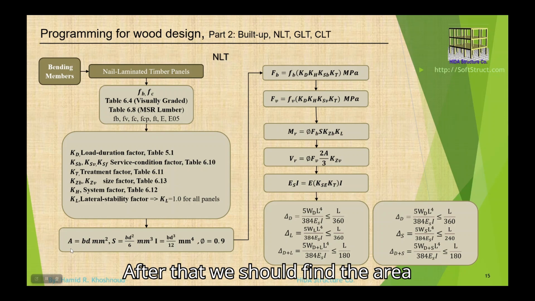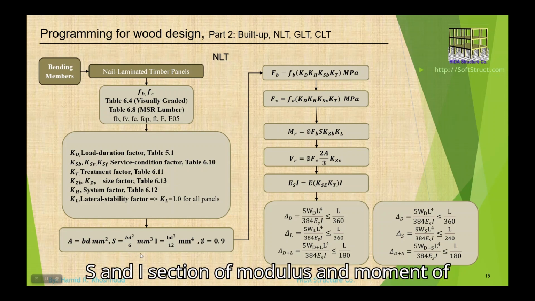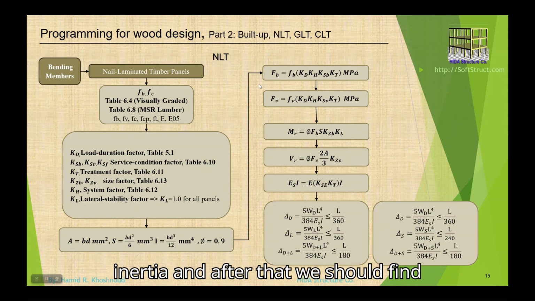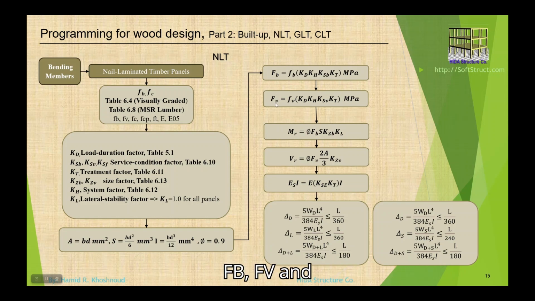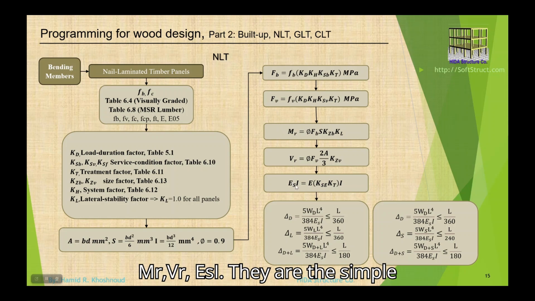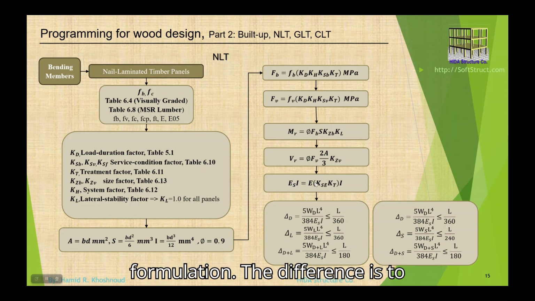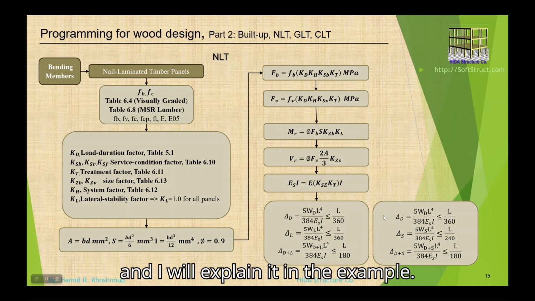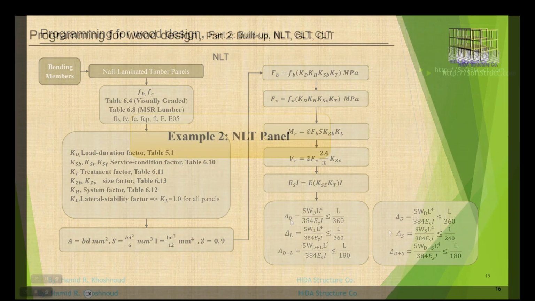After that, we should find the area, S and I, section modulus and moment of inertia. And after that, we should find Fb, Fv, and Mr, Vr, EI. They are simple formulations. The difference is in finding the deflection and serviceability, and I will explain it in the example.